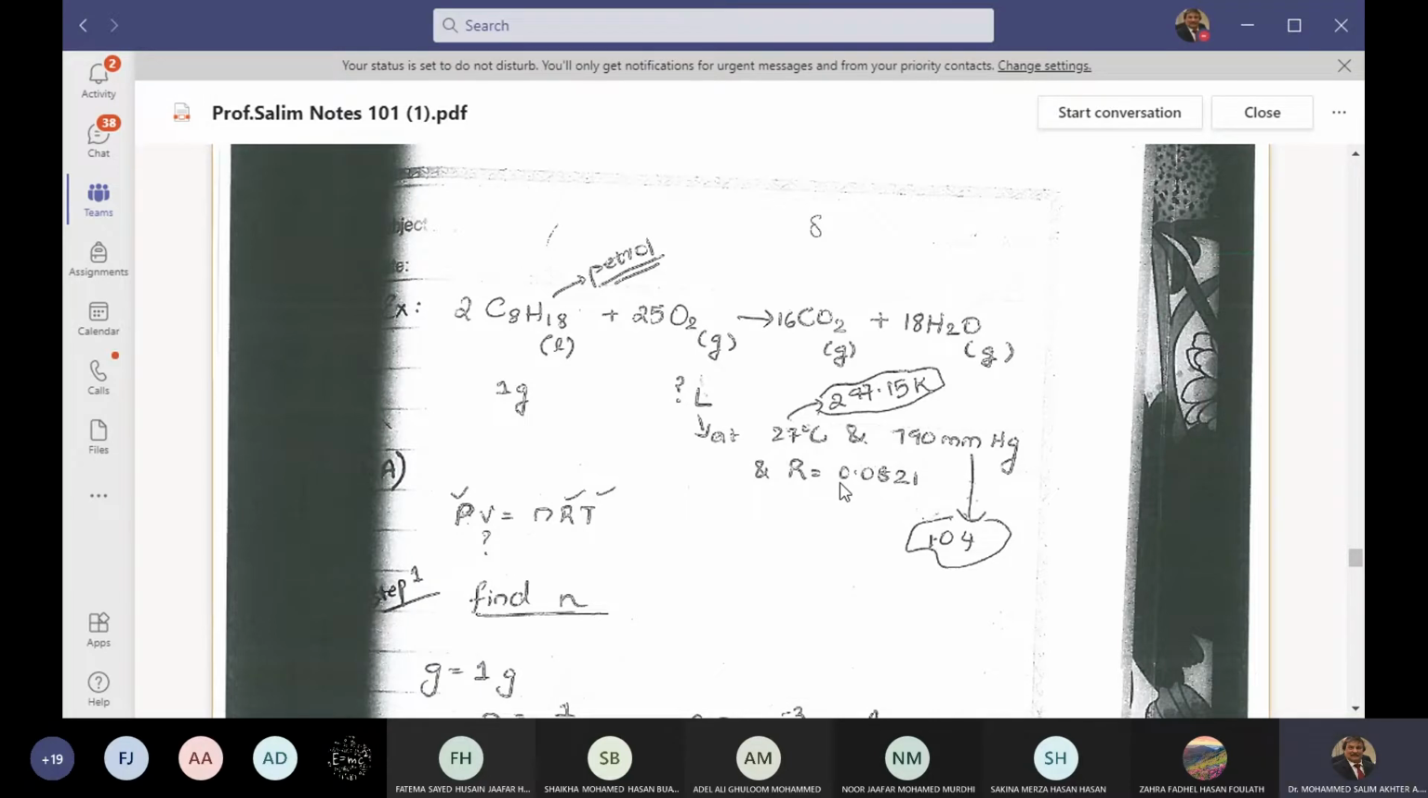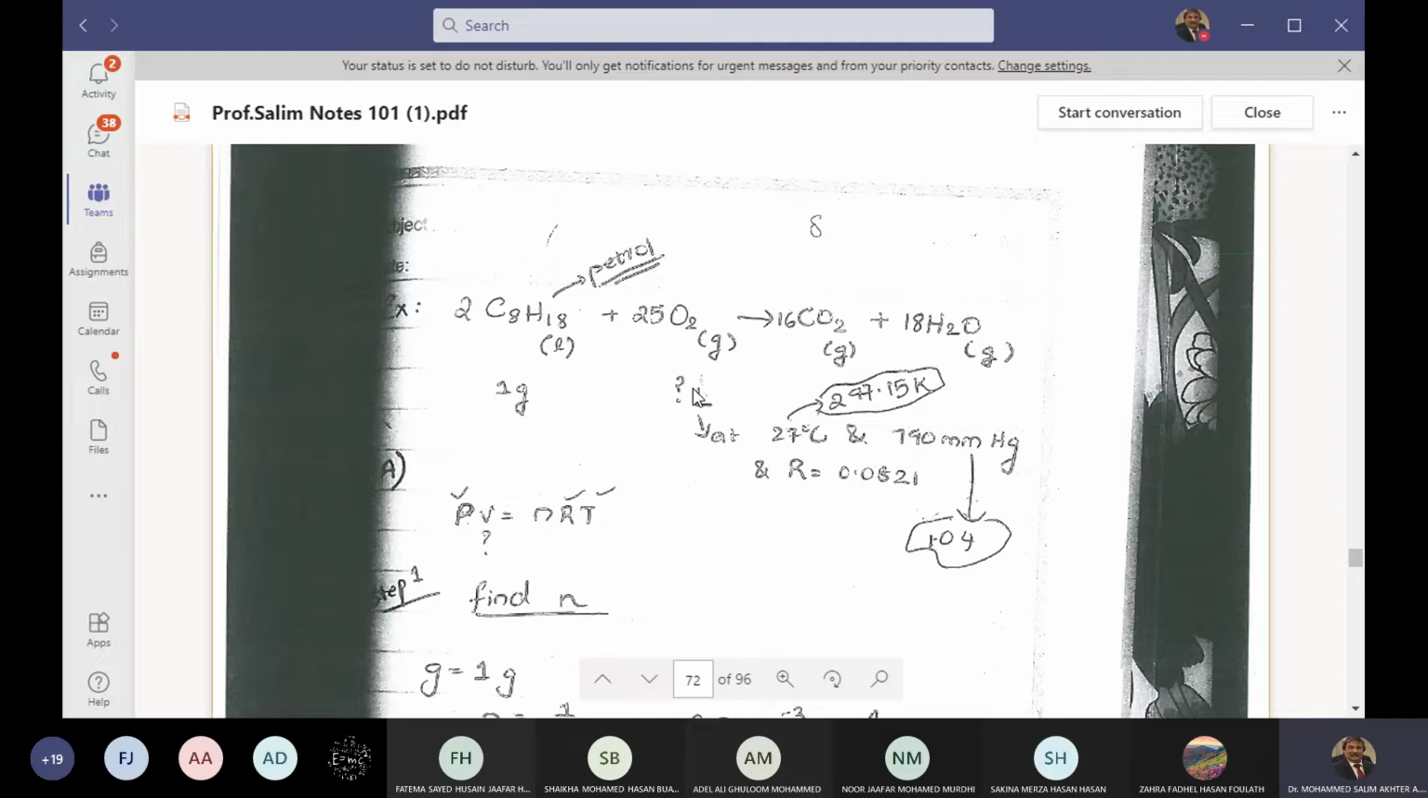Okay, my friend, what is the volume of oxygen? I want volume. Do I have temperature? Yes. Do I have pressure? Yes, but I have to convert it into 1.04 atm. How did I convert 790 into 1.04? Divided by 760. So I got pressure, I got temperature, I have R, I want volume.